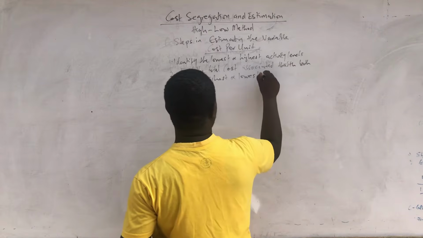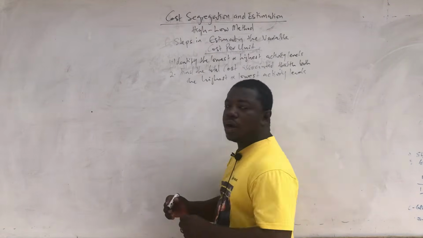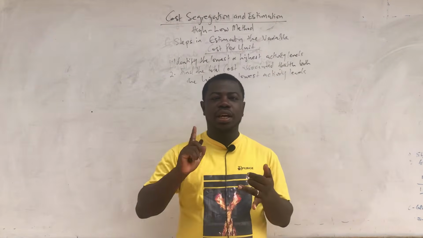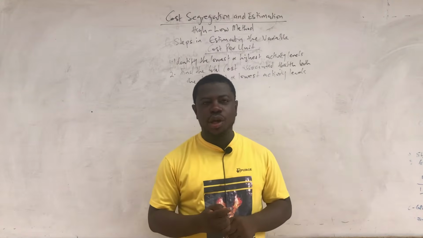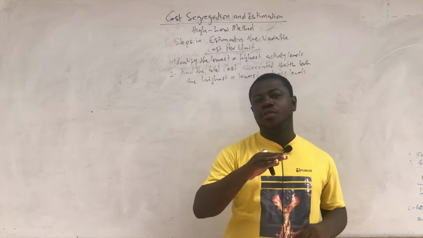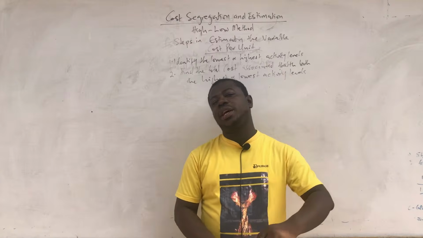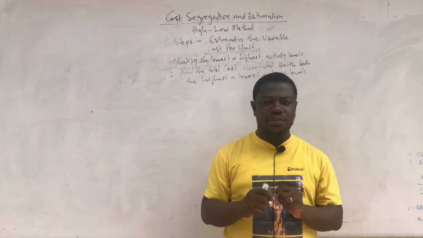The highest and lowest activity levels. Now, mind you, activity levels could be output, hours of work, or any other activity level. But the most important thing that we have to know is that every activity level comes with an associated total cost. And so the first step is to determine which one is the highest activity level and then which one is the lowest activity level.